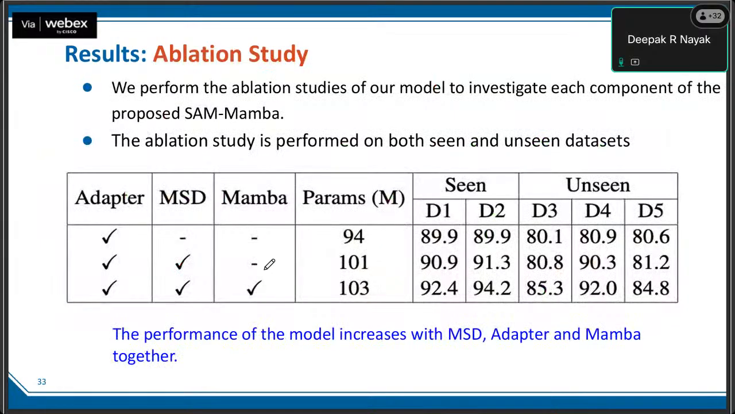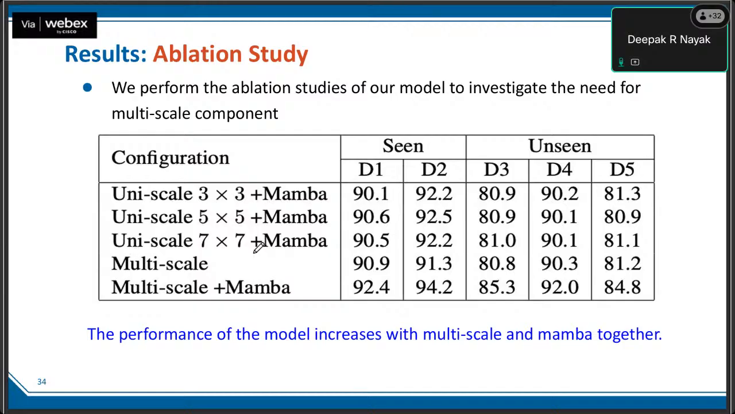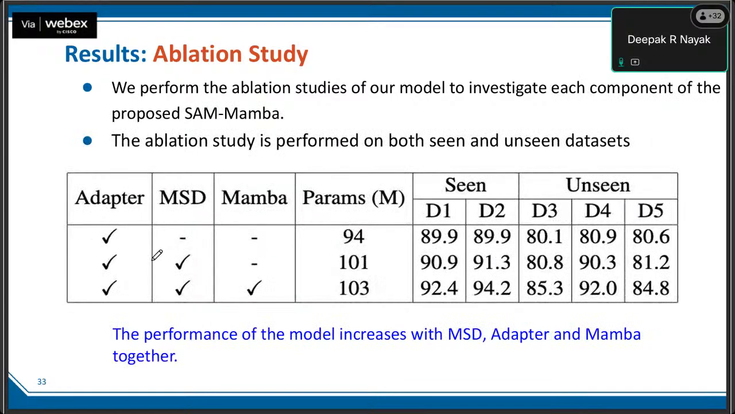Here are some of the results on the ablation studies. If you are choosing the adapter, then in the Mamba prior block we have used multi-scale decomposition, that's MSD, and there's a Mamba block. Whenever you include this MSD block and Mamba block, there is an increase in the parameter value, but there is also an increase in the quantitative values in terms of Dice or IoU. D1, D2, D3, D4, D5 are the five different datasets we discussed, on the seen datasets as well as the unseen datasets.